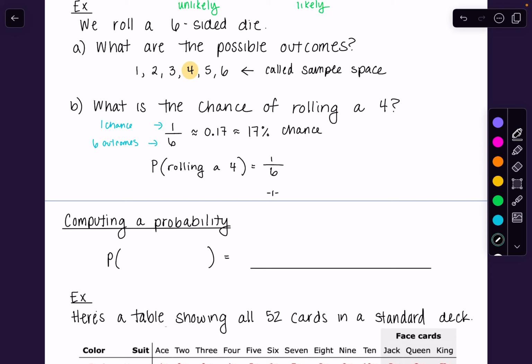But to find the probability of some particular outcome, you're going to take the number of ways that outcome can occur, and you're going to divide it by the total number of outcomes for that situation.